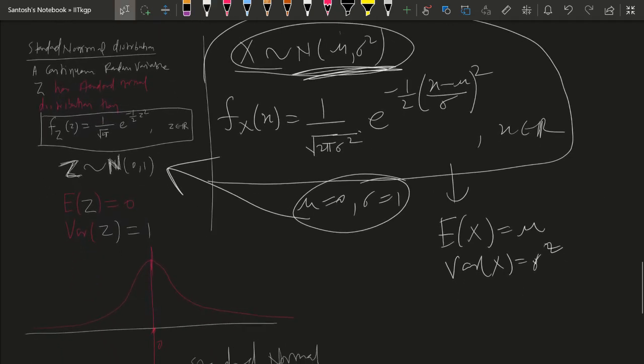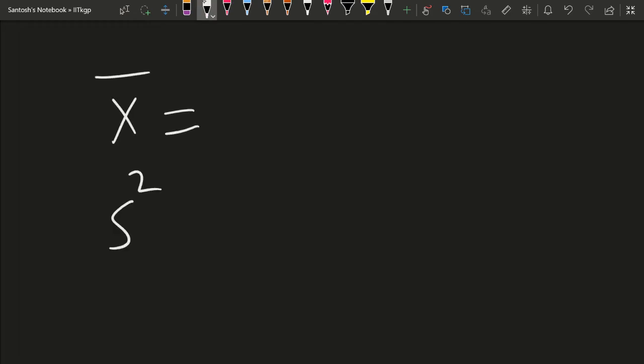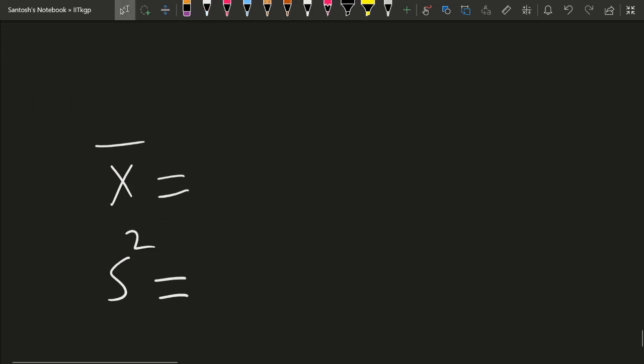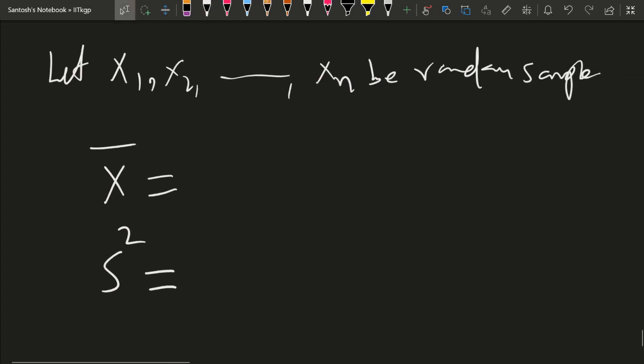Now we'll relate all three: standard normal, chi-square, and T distribution. What is the relation between all three? Before that, these two things, X bar and S square. Suppose X1, X2, ..., Xn is a random sample. Now tell me, in case of X1, X2, ..., Xn, what is the meaning of X bar and what is the meaning of S square?